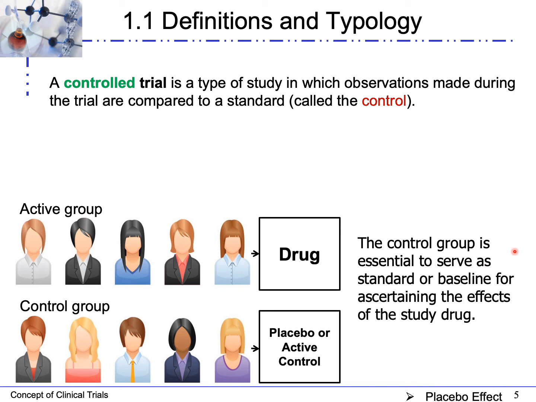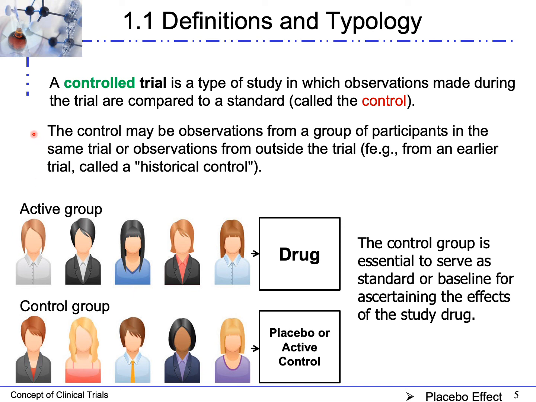And so the control group is essential to serve as a standard or baseline for ascertaining the effect of the study drug. Indeed, what you expect is that besides the actual intervention received, whether you are in the active group or the control group, you have a set of participants that overall are similar. And so when you compare the two groups, the comparison will allow you to really ascertain the effect of the drug.